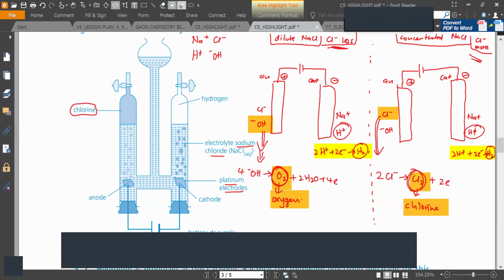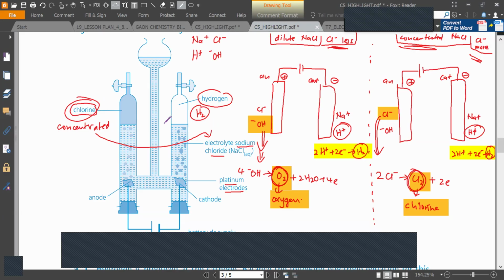So here we see that this product is hydrogen, no problem. We know that this is always hydrogen. But here, this is chlorine, which means this is concentrated sodium chloride. So that's how we know.